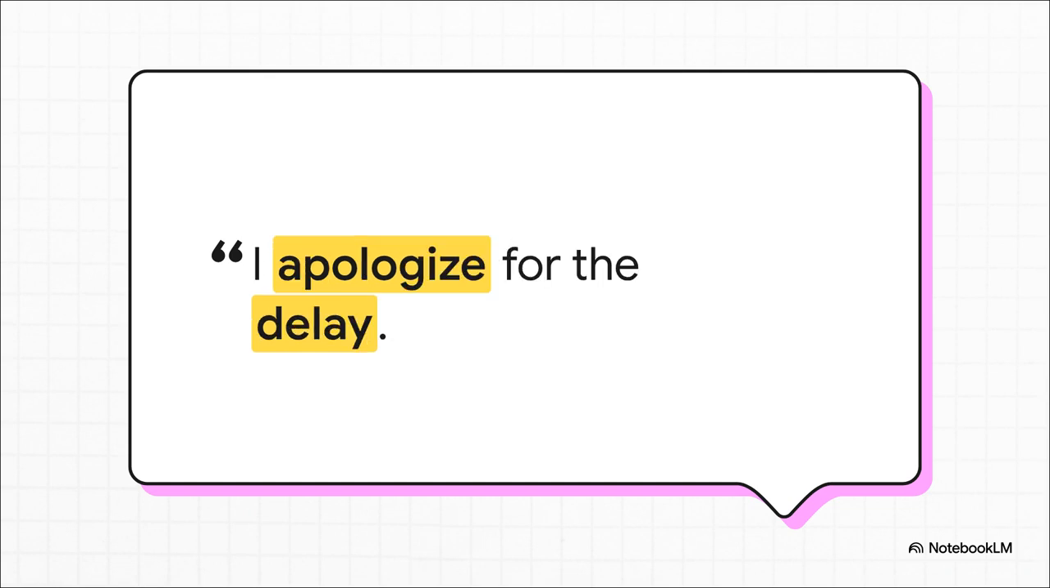And here's the other side of that same coin. This phrase isn't really about the delay itself. It's about repairing a social bond. It acknowledges that the other person might be frustrated, and it works to smooth things over.